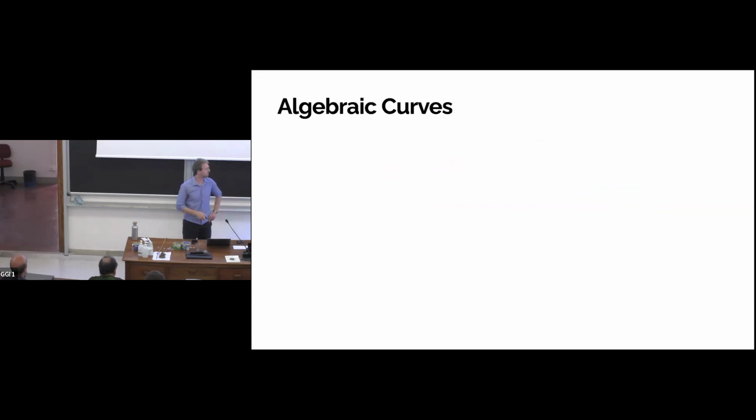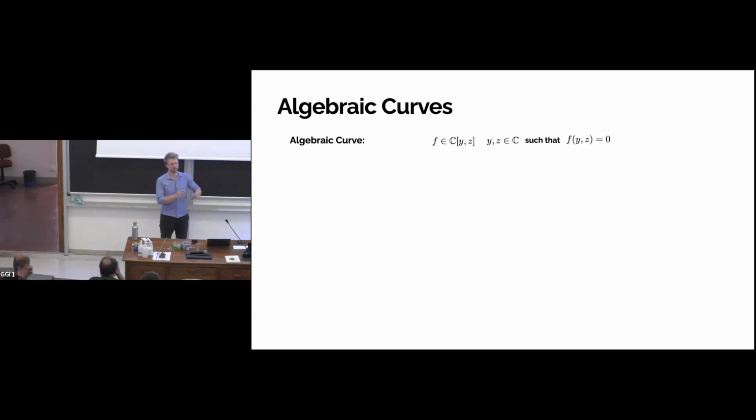Okay, let me just give a quick recap of what an algebraic curve is in the first place. So an algebraic curve in principle is just defined as a polynomial in 2 variables. And you require this polynomial to be 0. This defines a generic algebraic curve. But of course, we want to look at simpler things.